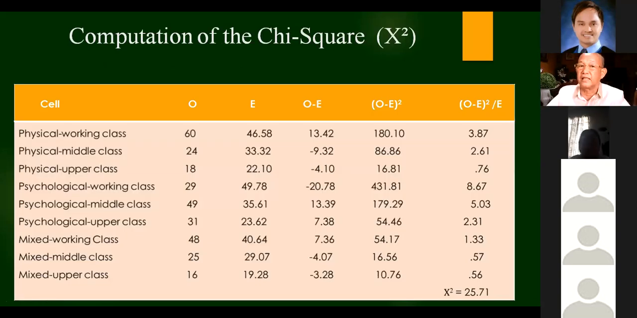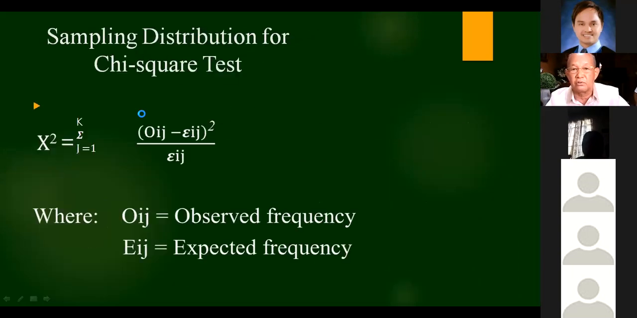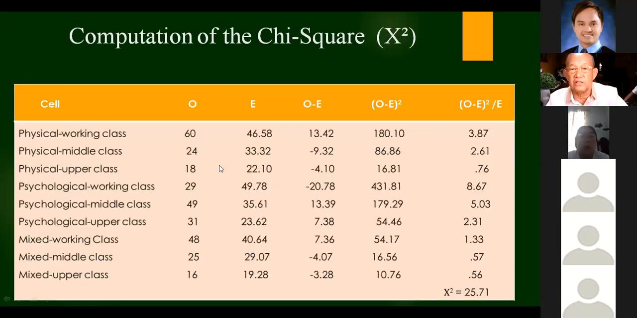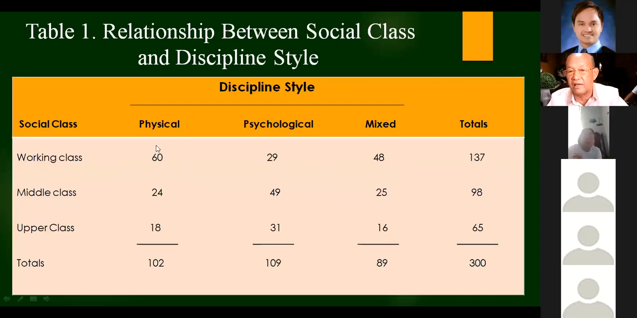For example, this is the table now. These are our observed frequencies. Table 1, remember, the one I showed you first? You see this 60, 24, 18, then 29, 49, 31. When we convert that, it looks like this. 60, 24, 18, 29. You just write it here. This is the cell: physical discipline, parent belonging to the working class. Number of respondents belonging to this category, 60. You can see it in table 1. Can you follow?